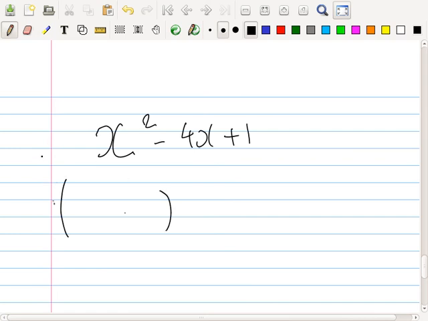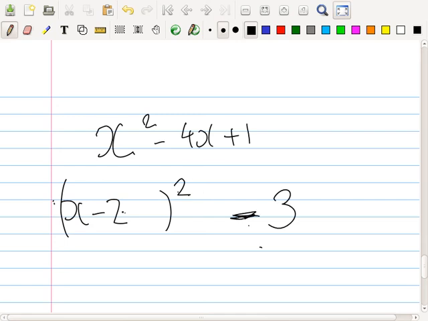X minus 2. How did I get that? It's half of this. That's okay? Right. Now what's minus 2 squared? 4. It's more than what I need. I only need 1. I'm too big. So what do I need to do? Take away 3. And now it matches up.